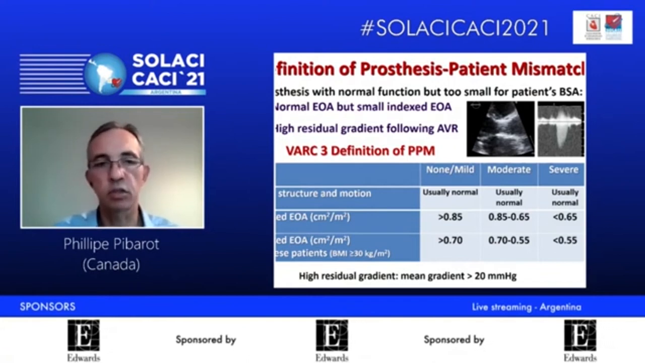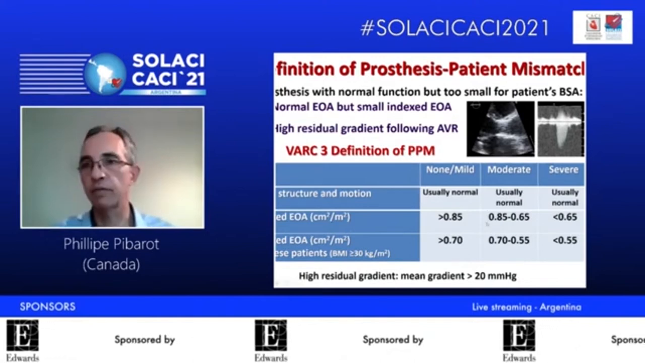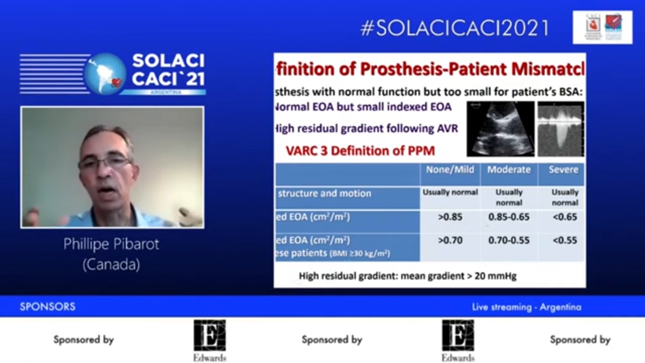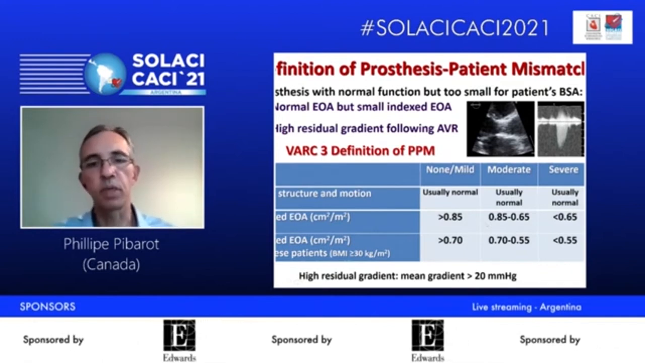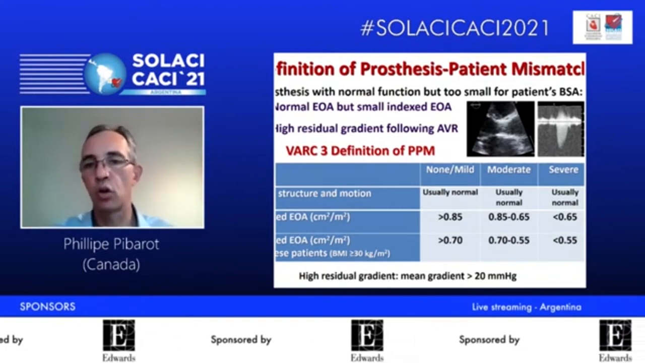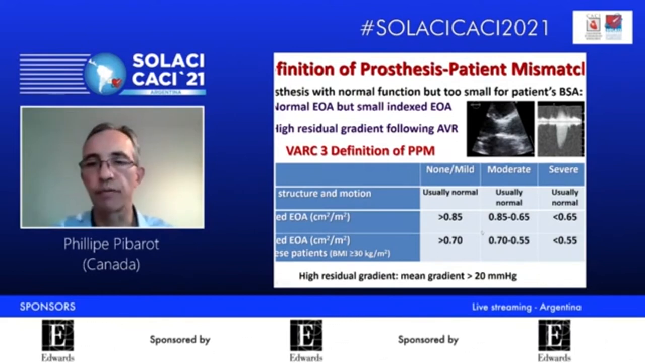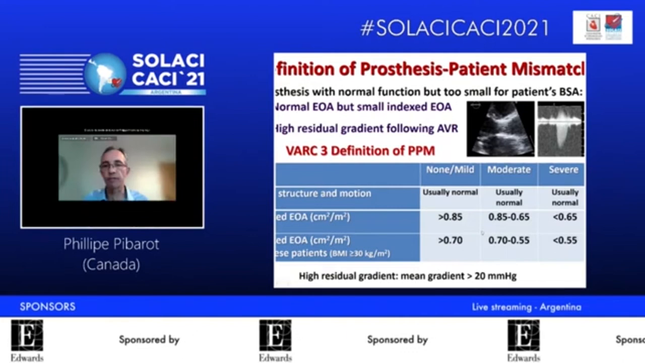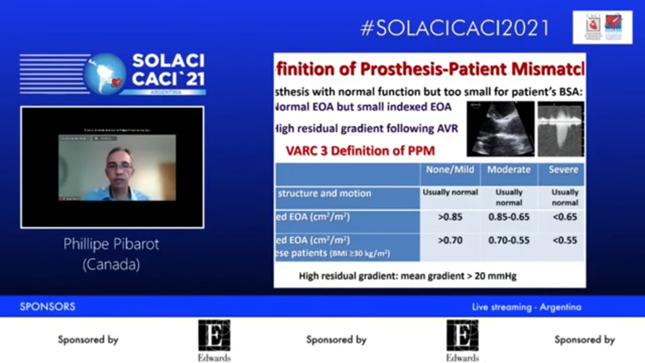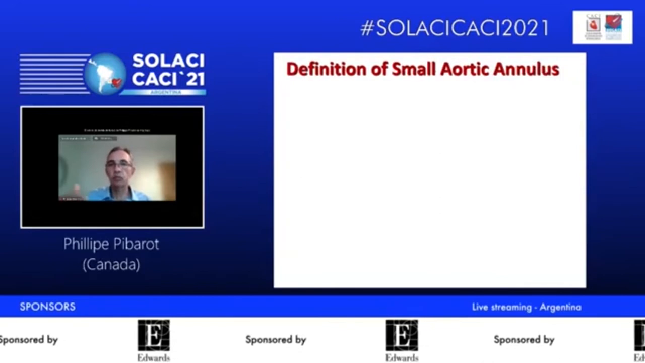And so the definition of prosthesis-patient mismatch in the recent VARC-3 document is defined as moderate when the indexed effective orifice area is lower than 0.85 and severe when it is less than 0.65. However, in obese people with BMI more than 30, VARC-3 recommends using a lower cut point of indexed EOA, so 0.70 for moderate and 0.55 for severe. And one of the hemodynamic consequences of mismatch is the persistence of high gradient, which is defined in VARC-3 as a mean gradient more than 20.